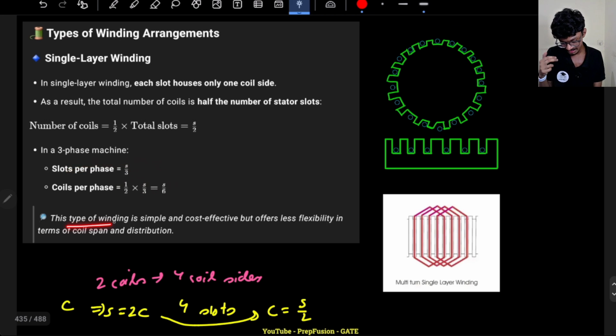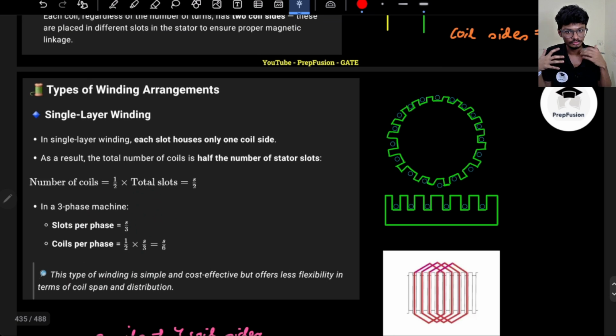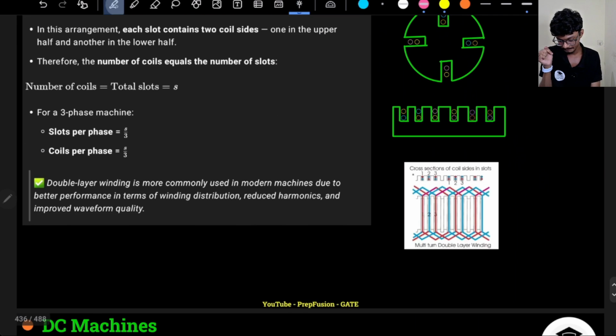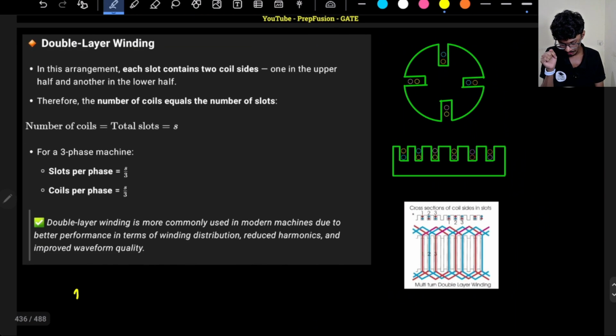This type of winding is simple and effective but offers less flexibility because the distribution is not better. We will discuss distribution and coil span later as we move along. So double layer winding, same, right? Two layers will be there. So now two layers are there. If I have two layers, I know one coil consists of two coil sides, or let's say I have two coils.